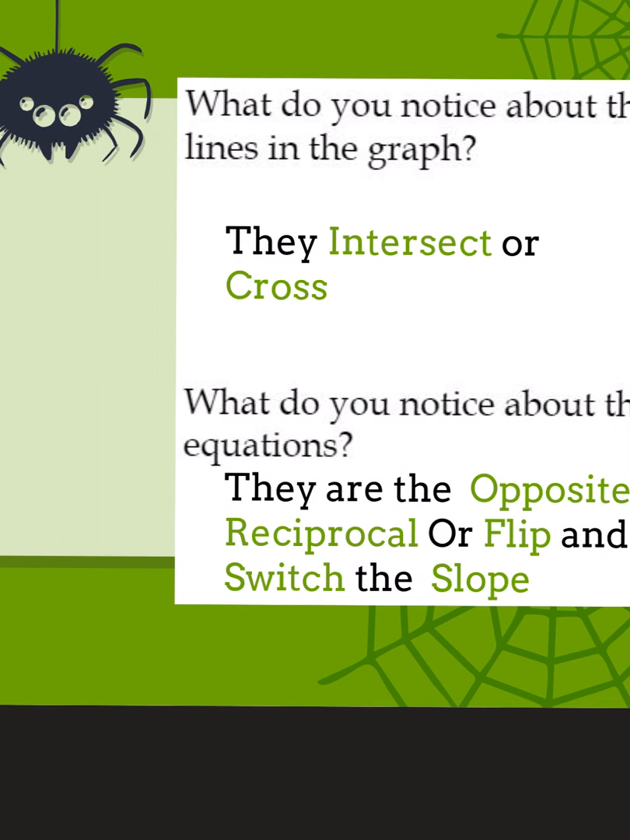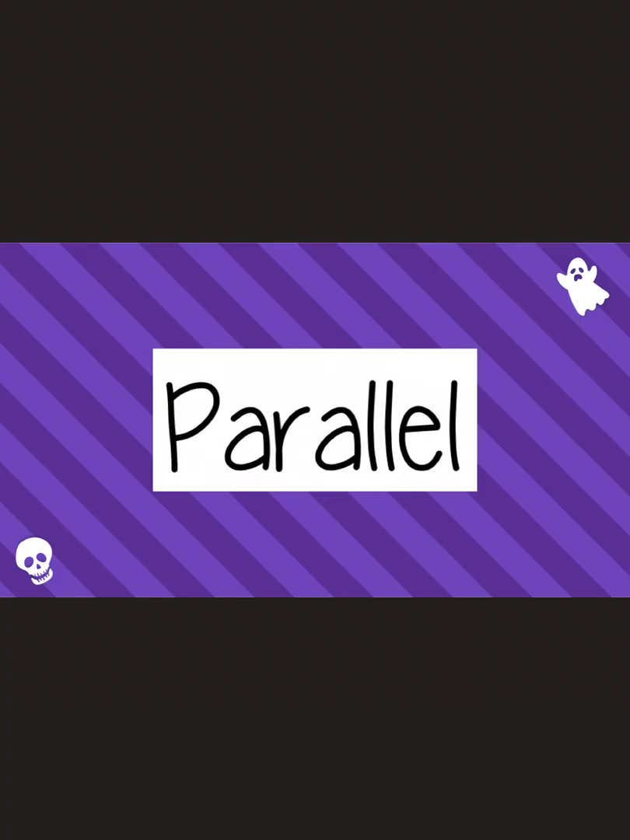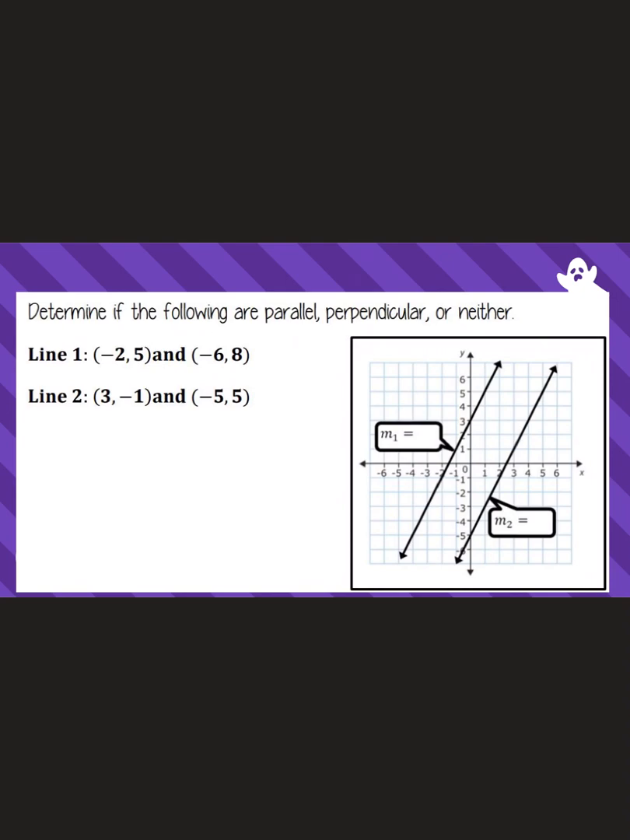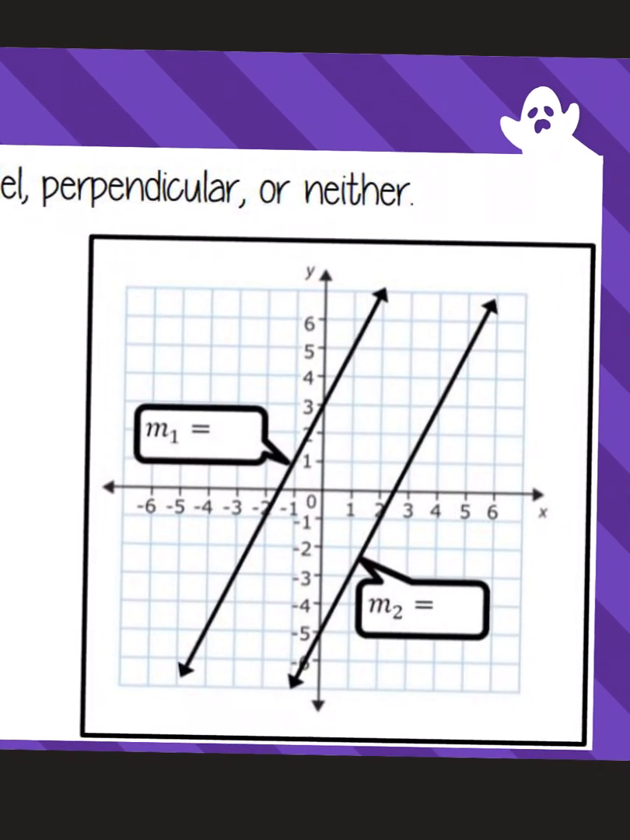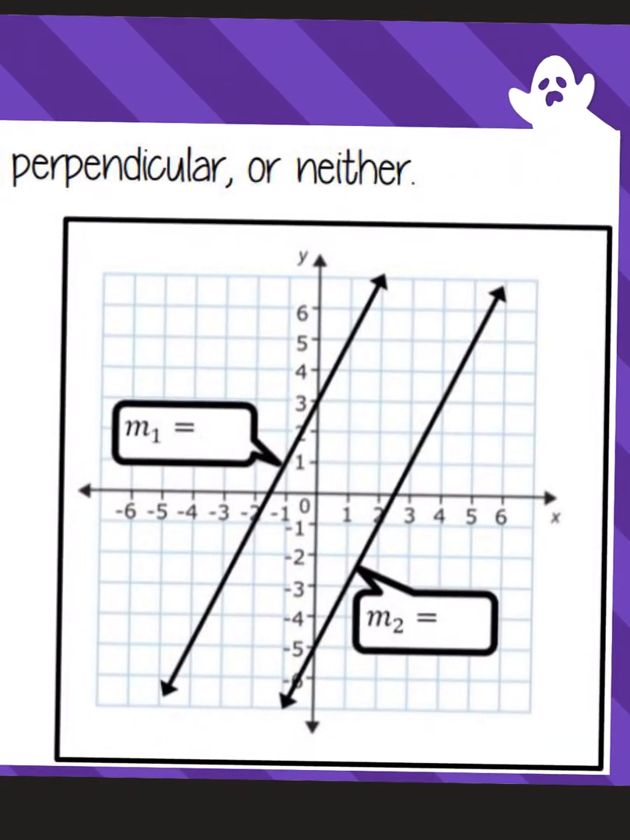All right, ready? Let's talk about parallel lines. Let's find the slope of those two. Why can't they touch? Parallel lines will never touch. But why can't they? Because they are equidistant from each other. So how do I find slope from two points?